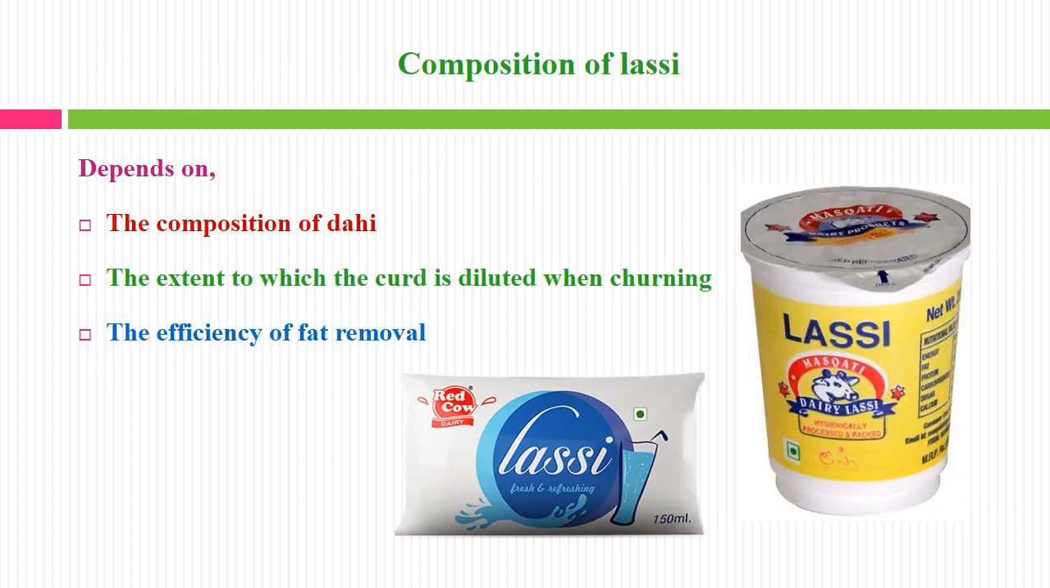Now about the composition of lassi. The composition of lassi depends on the composition of dahi or curd, which is the main starting material, and the extent to which the curd is diluted when mixing. We will be mixing water or buttermilk along with the curd, and that is vigorously mixed. So how much water is added makes a difference to the composition. And finally, the efficiency of fat removal. Sometimes partially fat is removed from the curd. If the fat is removed, the overall composition of the lassi will vary.